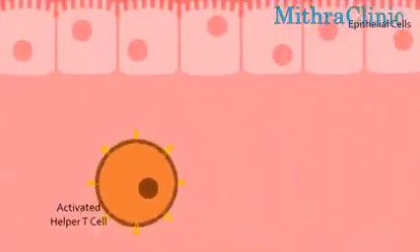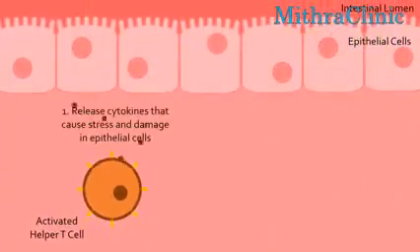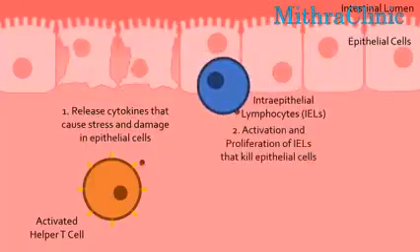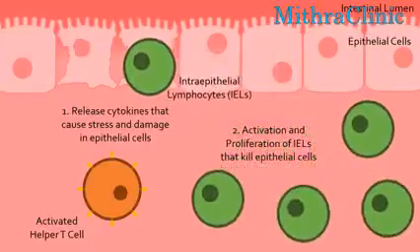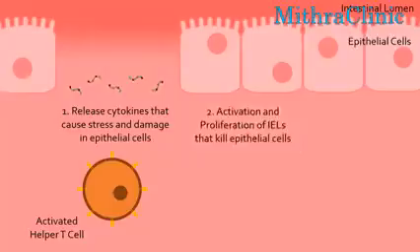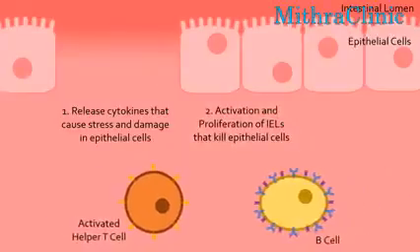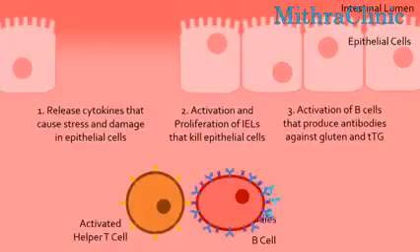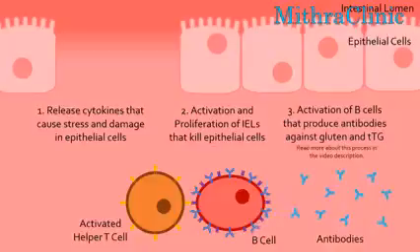These helper T cells have three functions. They release inflammatory molecules to cause stress to the epithelial cells. Helper T cells also release molecules that cause activation and proliferation of intraepithelial lymphocytes, which recognize and kill these stressed epithelial cells, causing more gluten peptides to flow in to exacerbate the situation. Finally, helper T cells activate B cells, which make antibodies against these gluten peptides, as well as against tissue transglutaminase. Though the extent of damage caused by these autoantibodies is not well understood, they play a key role in diagnosis, as you will see later.